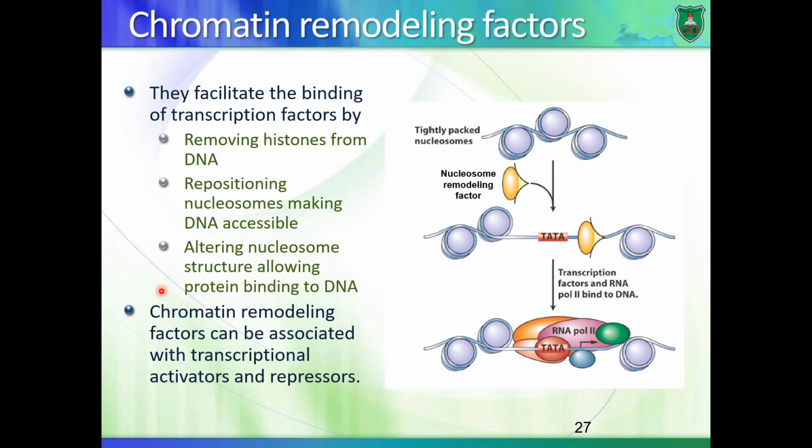Okay, so I'll give you an example right now in the next slide. So what chromatin remodeling factors do, by the way, is that they can be associated with transcriptional activators and repressors. The transcriptional activators can by themselves be chromatin remodeling factors, or they can bind to DNA and recruit, that is, attract chromatin remodeling factors to that region.